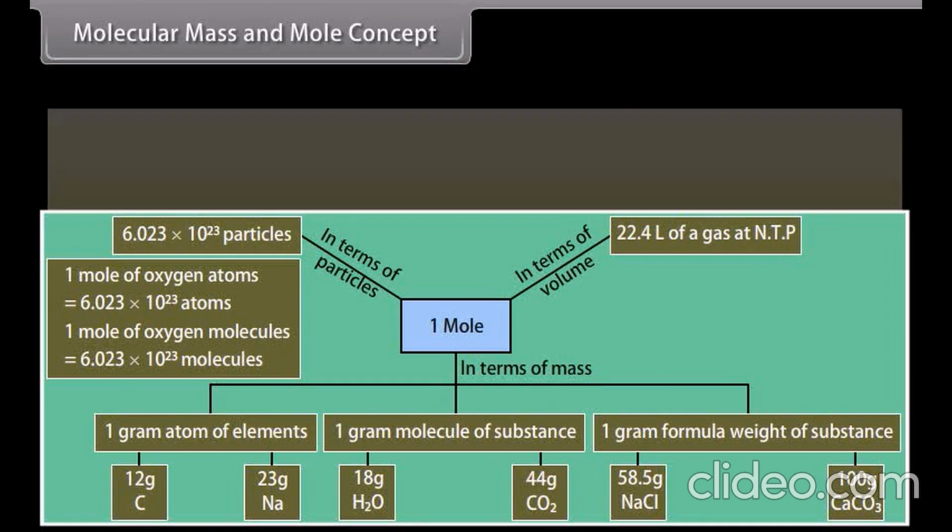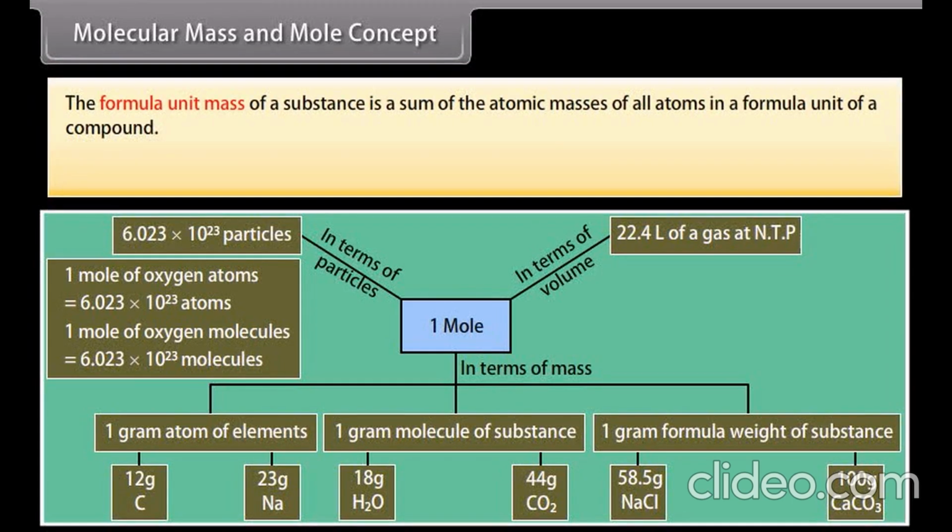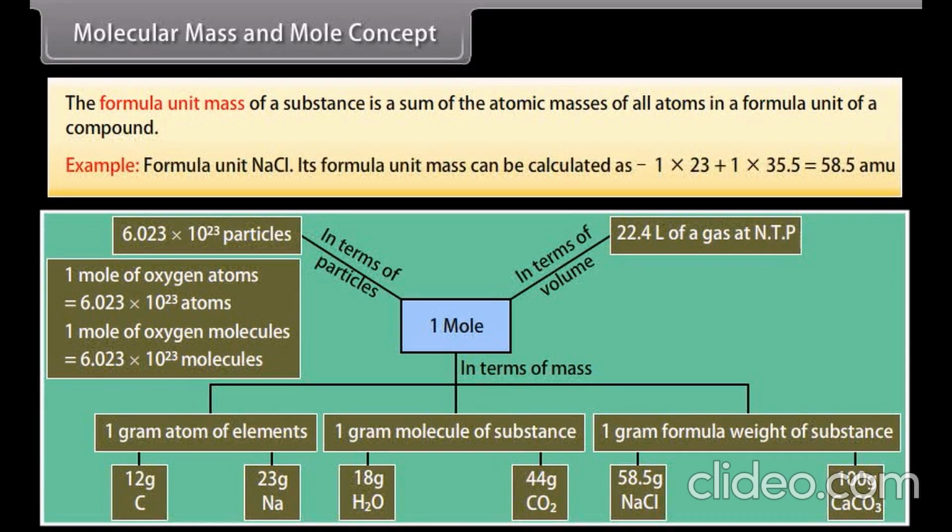The formula unit mass of a substance is the sum of the atomic masses of all atoms in a formula unit of a compound. Example, for the formula unit NaCl, its formula unit mass can be calculated as 1 into 23 plus 1 into 35.5, which equals 58.5 units.